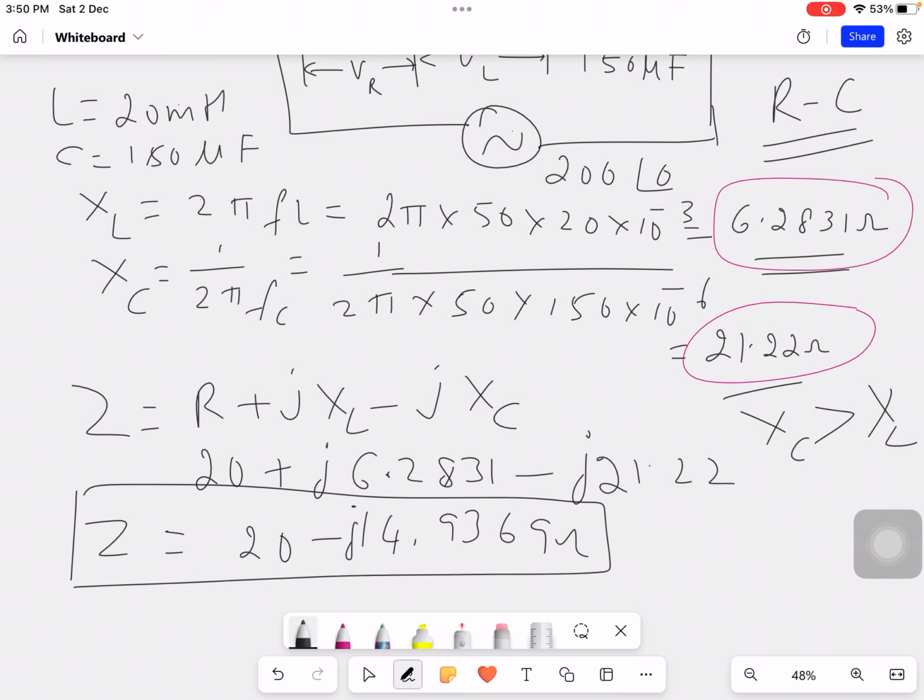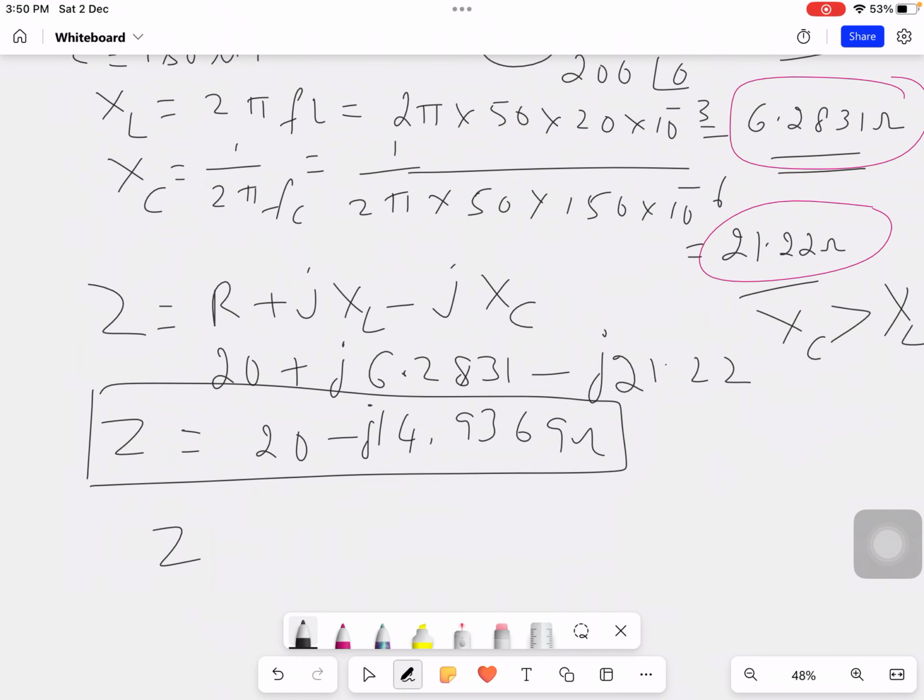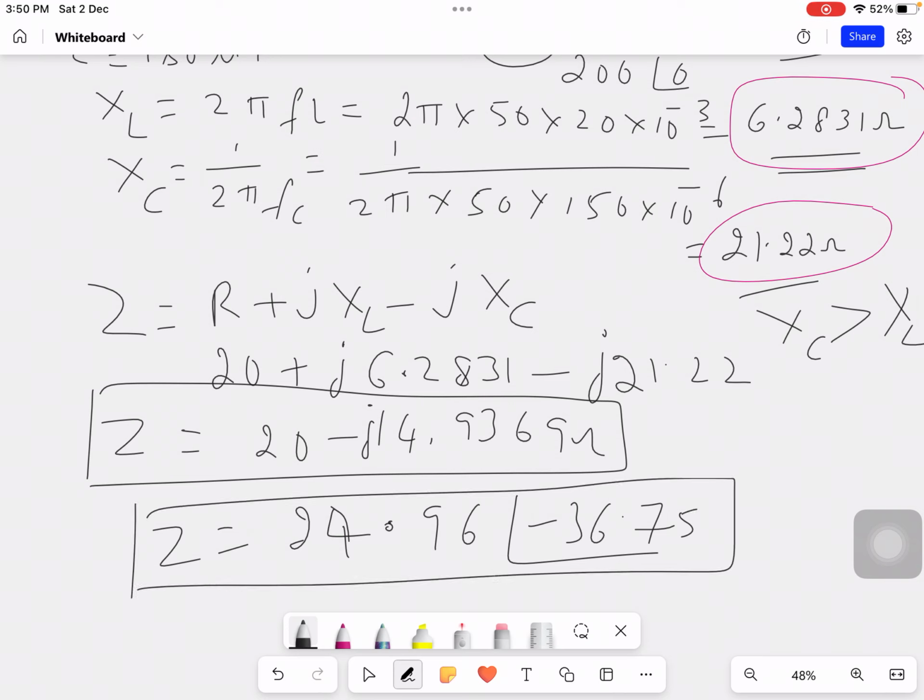Convert this from rectangular to polar form. Now what is the Z value? So Z value in polar form is equal to 24.96 at an angle of minus 36.75. This is the impedance value. So this is the first point of the given problem.